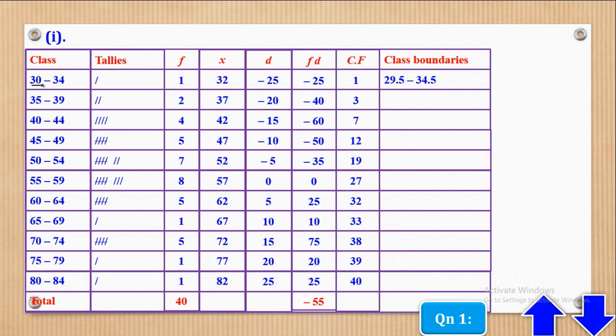For example, 30 minus 0.5 will give me 29.5. Then 34 plus 0.5 will give me 34.5.